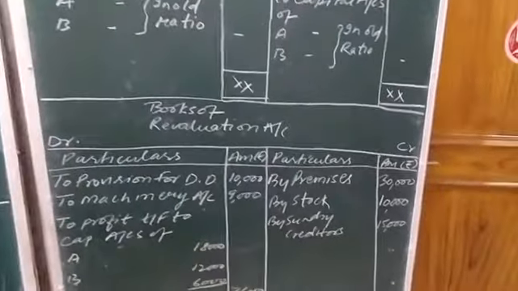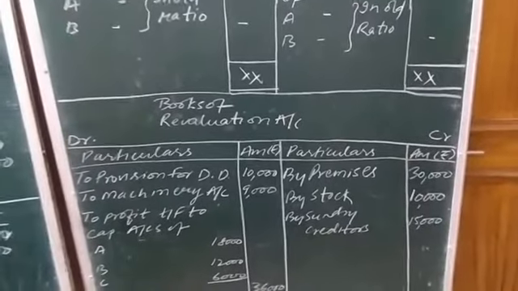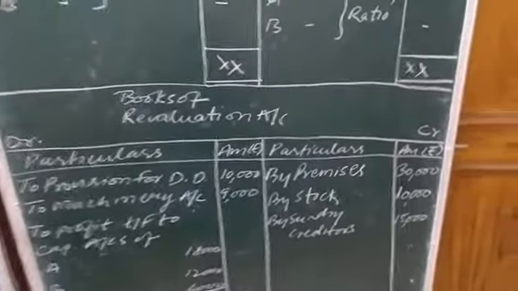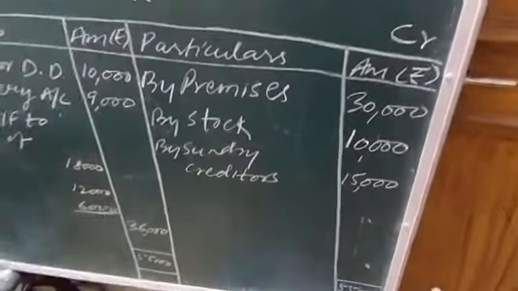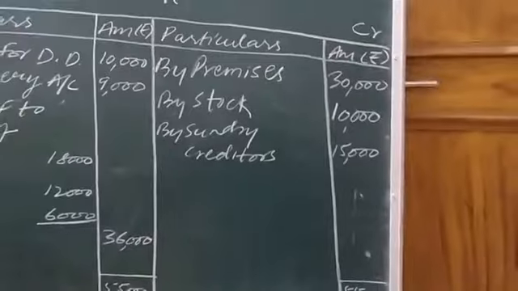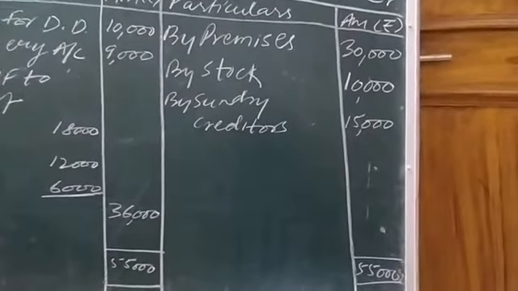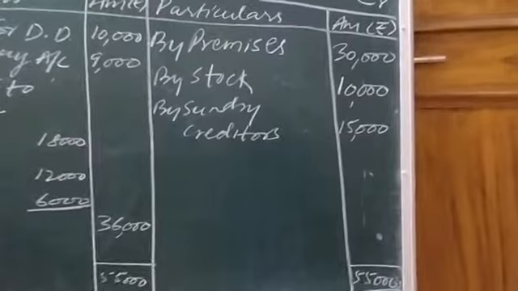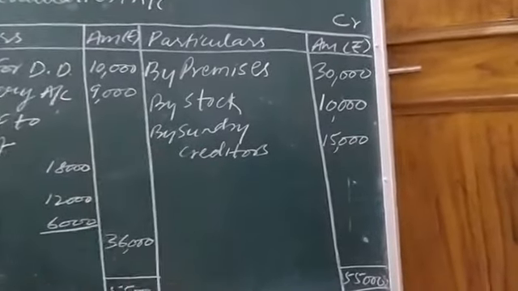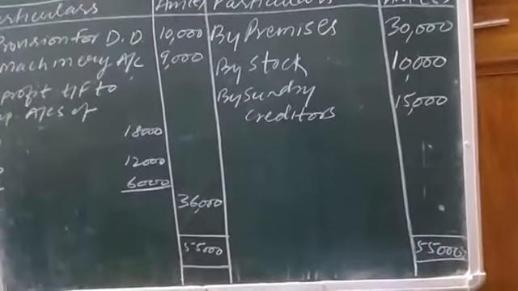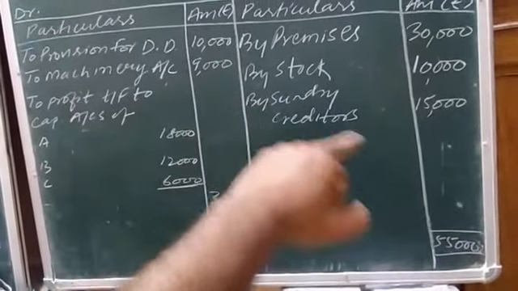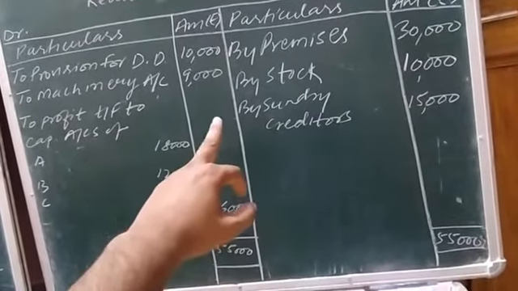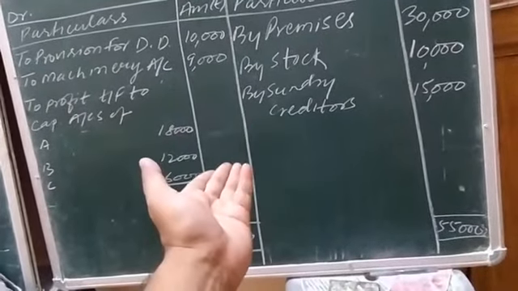So we have shown the revaluation of assets and reassessment of liabilities in the revaluation account. Now what we need to do is just take the total of the credit side: 30 plus 10 plus 15, it will be 55,000. Now subtract the total of the debit side from the credit side total. 10 plus 9, 19,000. 55,000 minus 19,000. Credit side total is more than the debit side total, so the balance will be a profit balance.